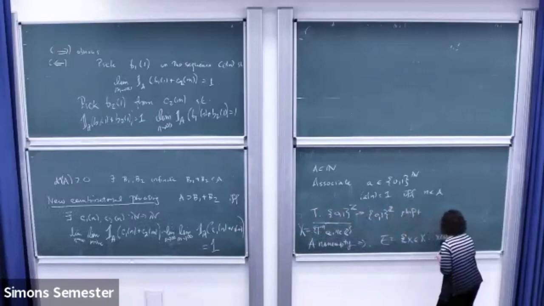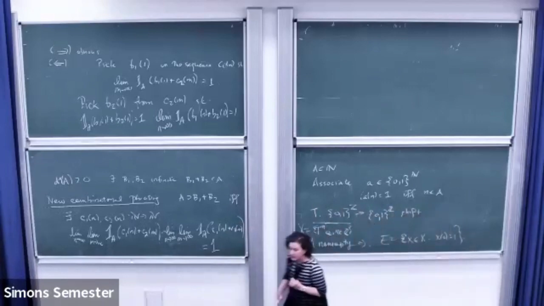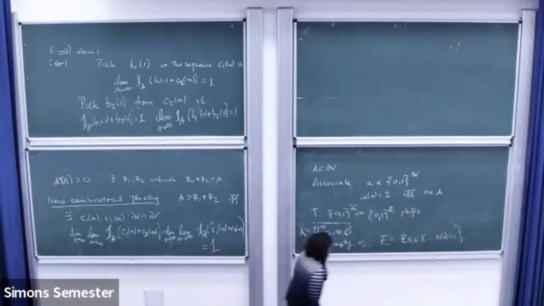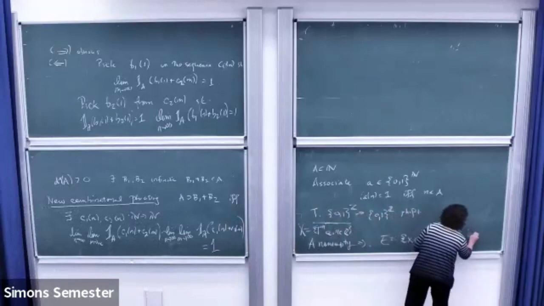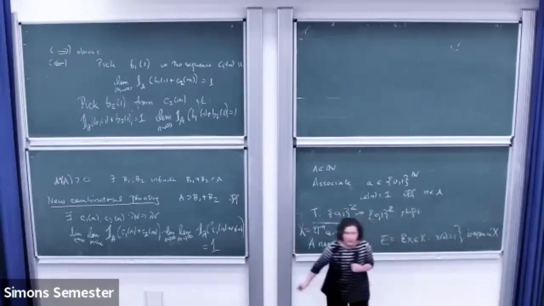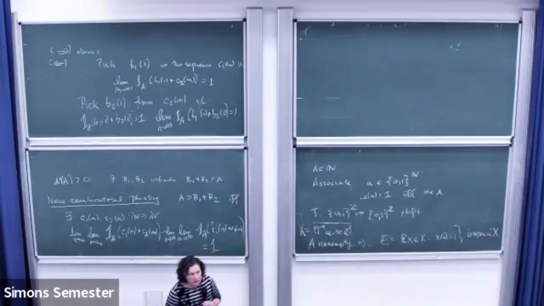I define E to be the set of X such that X zero is equal to one. Then as soon as A is non-empty, the set E is going to be an open set. And when A has density, in fact, it's a clopen set in X. And when A has density, there's a T invariant probability measure on it.